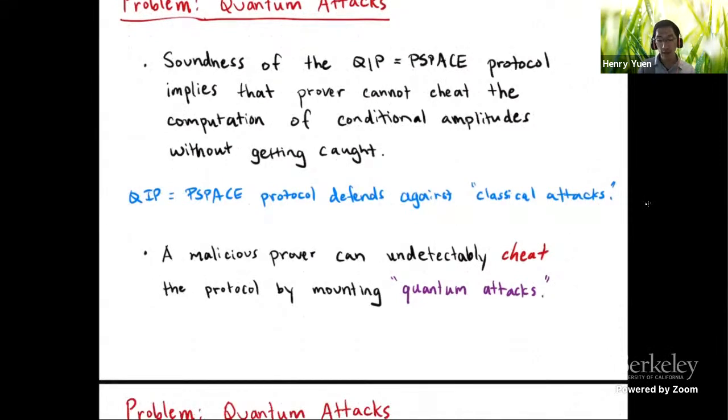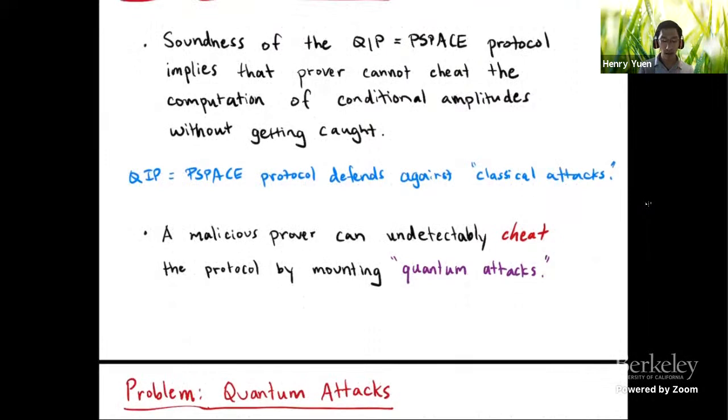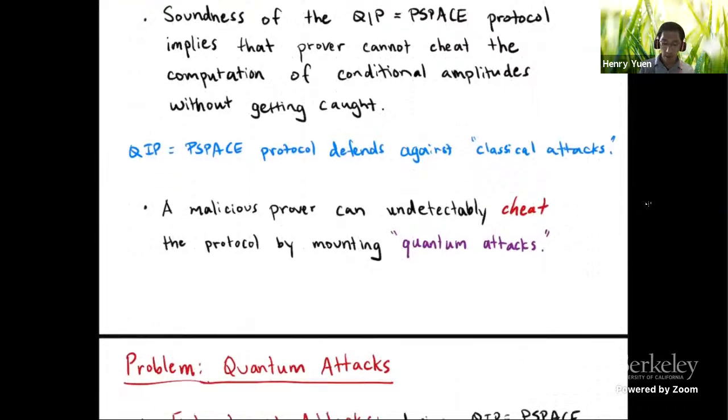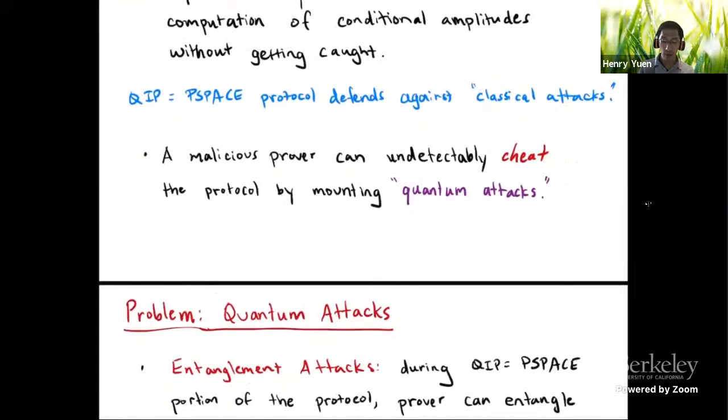Now that we have this QIP equals PSPACE protocol embedded inside our state synthesis protocol, the soundness of this implies that the prover can never get the verifier to accept a wrong conditional amplitude. So at least classically, the alpha 0 and alpha 1 will be correct, right? Because that's what QIP equals PSPACE guarantees us. And so in some sense, I'll say that this QIP equals PSPACE defends against classical attacks. But a malicious prover can, at least in this protocol as described, cheat by mounting quantum attacks.